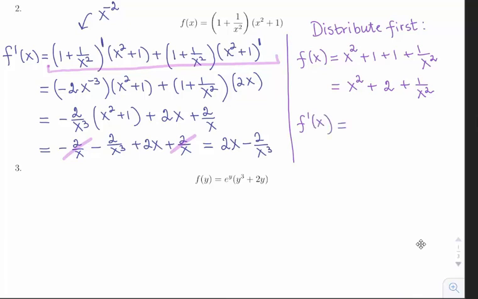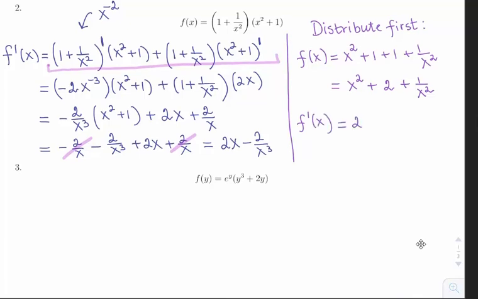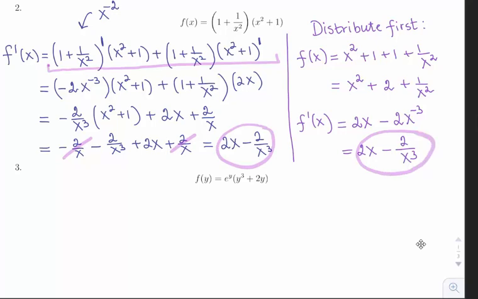Okay, let's see. The derivative of x squared, that's 2x. The derivative of 2 is 0. And then the derivative of 1 over x squared, that would be negative 2x to the negative third, right? Which is the same as we've gotten before. You notice this and this derivatives are the same. Okay?